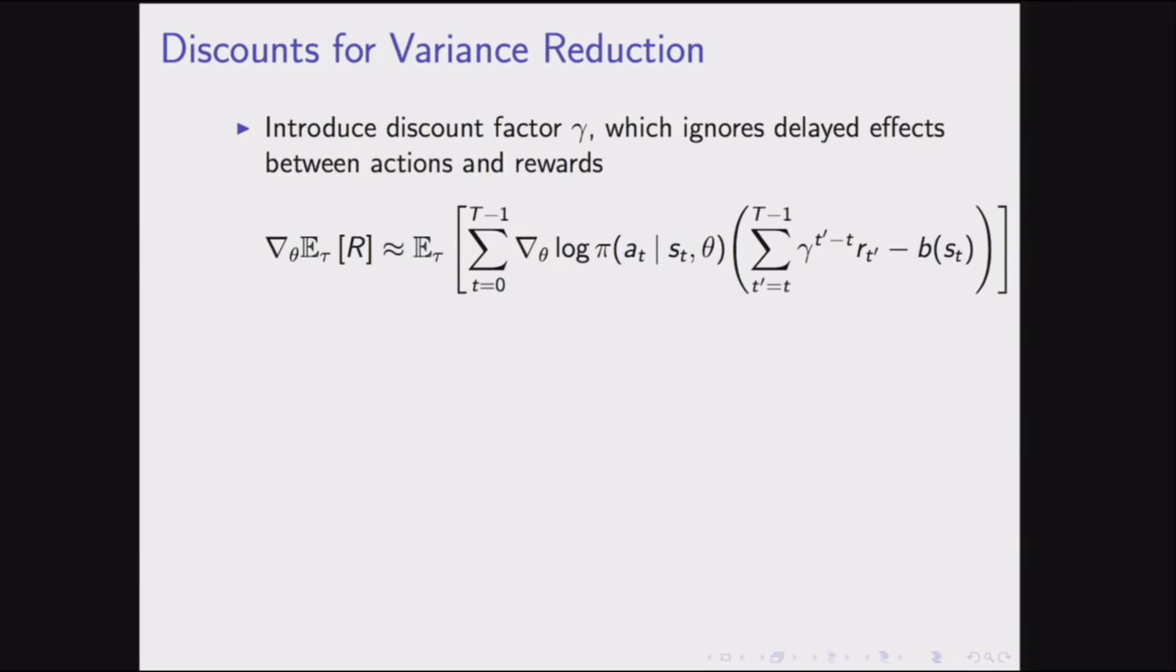I'm going to introduce one last variance reduction technique. Actually, all three of these are really important. Basically, nothing's going to work except for maybe really small scale problems unless you do these things. The last variance reduction technique is to use discounts. The discount factor ignores delayed effects between actions and rewards. What we're going to do here looks kind of like a hack, but there's an explanation for it: instead of taking the sum of rewards, we're going to take a discounted sum of rewards, meaning that we add this exponential factor, gamma.